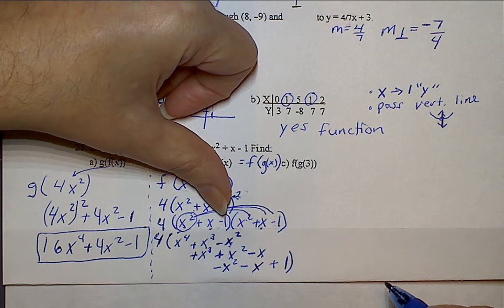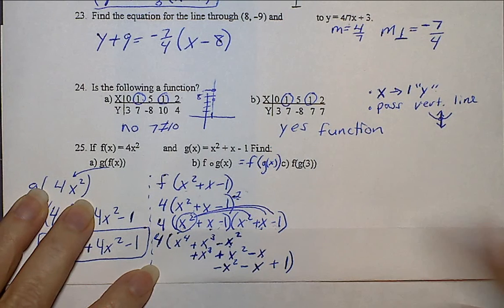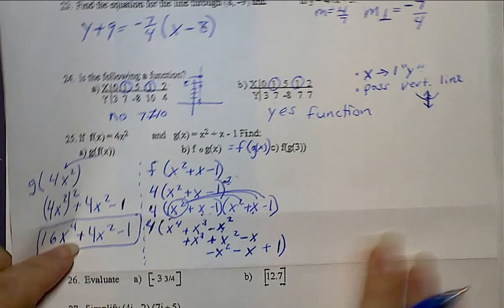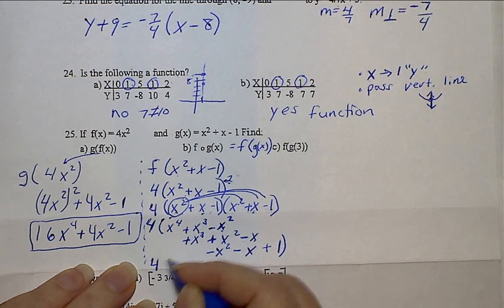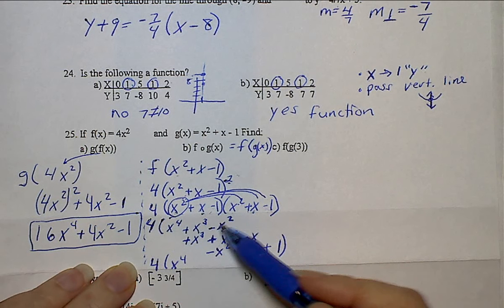Alright, so now we combine our like terms. I'm going to see if I have any paper underneath here. Not much, but let's see if I can. Combining like terms, I'm going to bring down that 4. And I have x to the 4th. I have 2 of the x cubes.